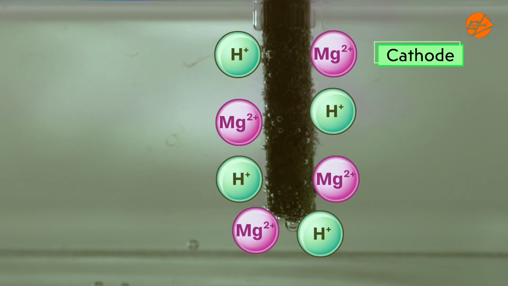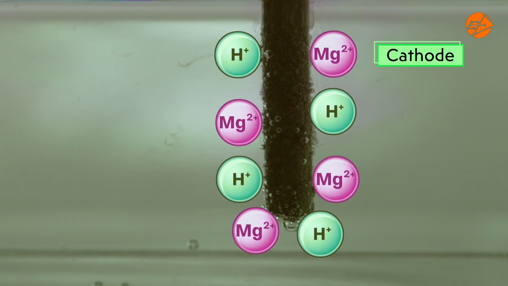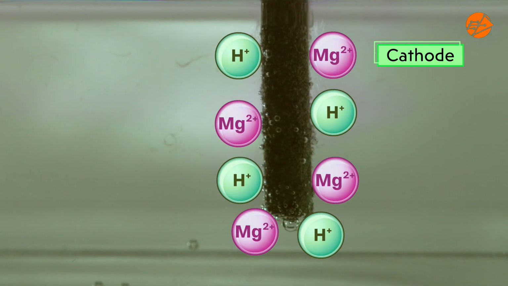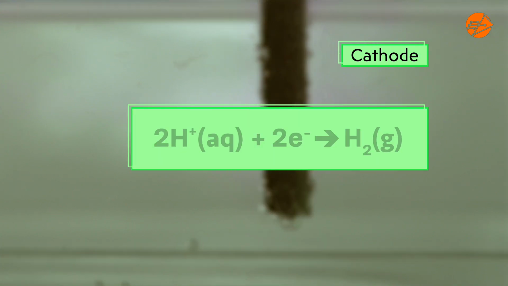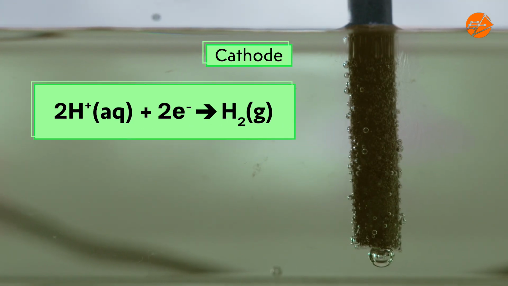The positively charged ions, magnesium and hydrogen ions, are attracted to the negatively charged cathode. As hydrogen ions are lower than magnesium ions in the electrochemical series, hydrogen ions are selectively discharged as hydrogen gas as shown in the half equation. Effervescence is observed as hydrogen gas is produced.